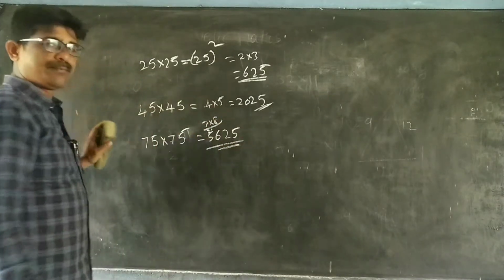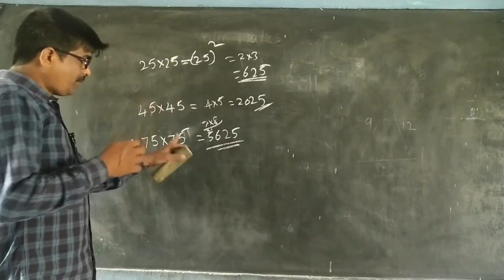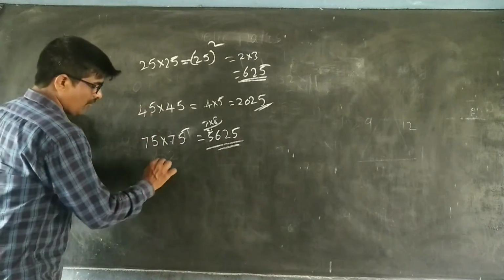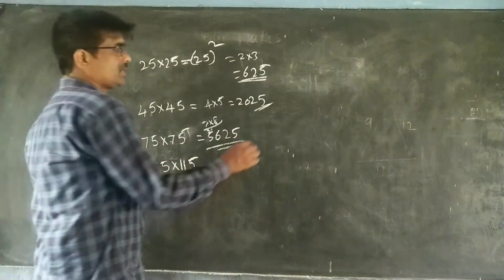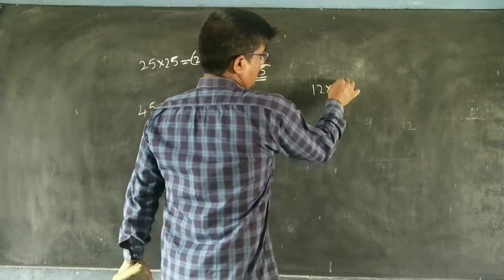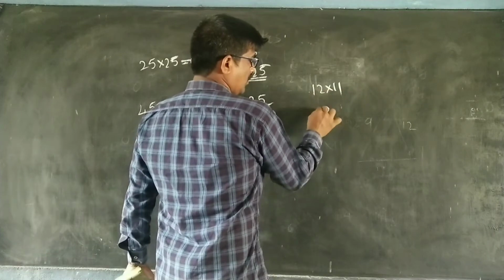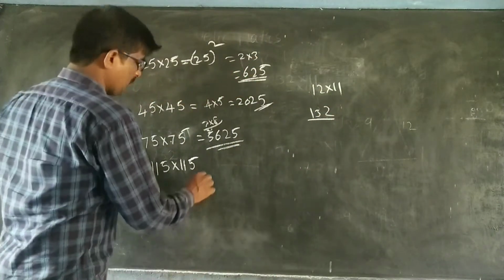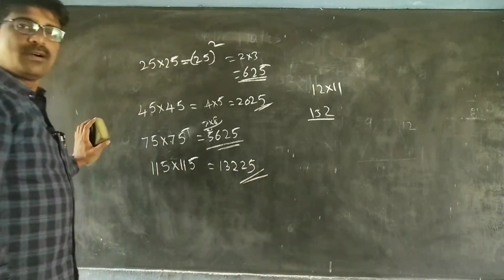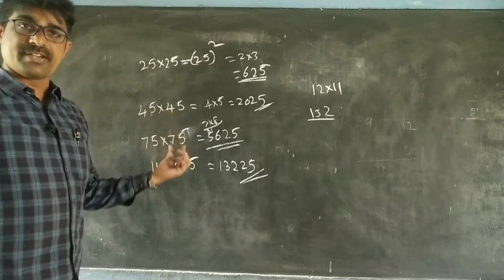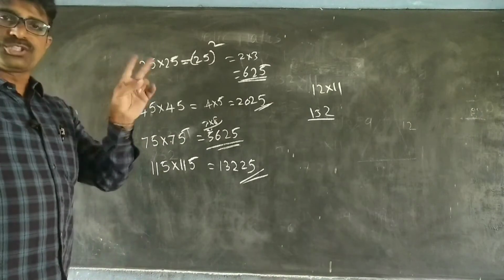Not only these. In the ones place you can have any number before 5, and you multiply whatever is before. For example, 115 into 115. In this situation it is simple. 12 into 11. I apply the 11 shortcut already: 2, 3, 1, so 132. Then simply write 132 25. So whenever we have to find squares with 5 in the ones place, you can find them easily with this method. Okay, the 2 shortcut methods are over.